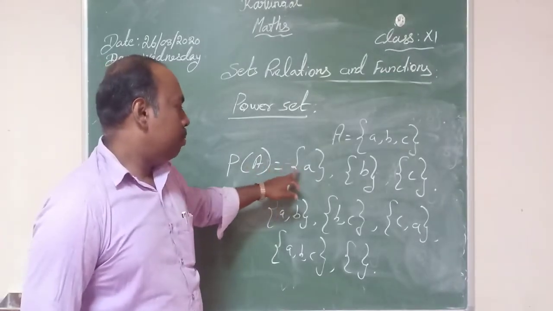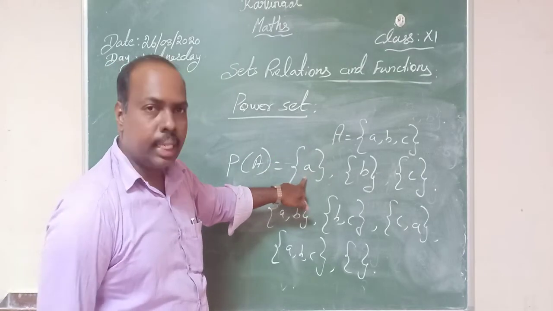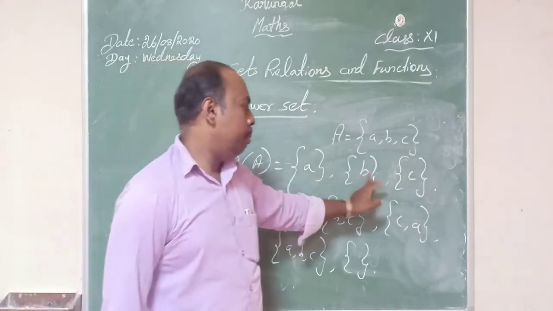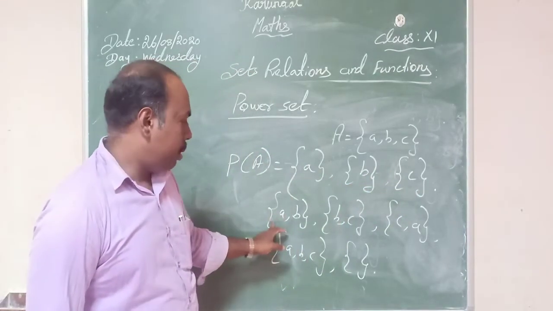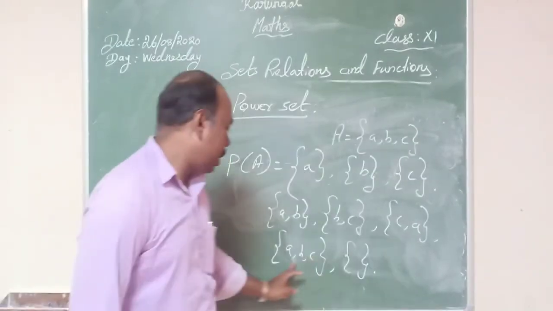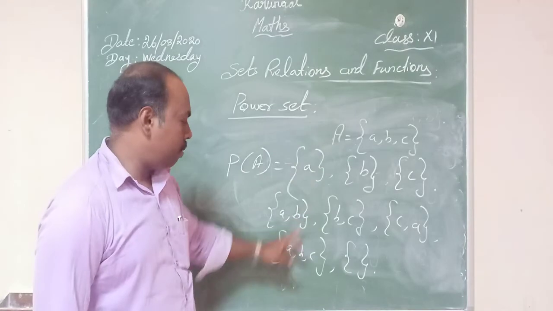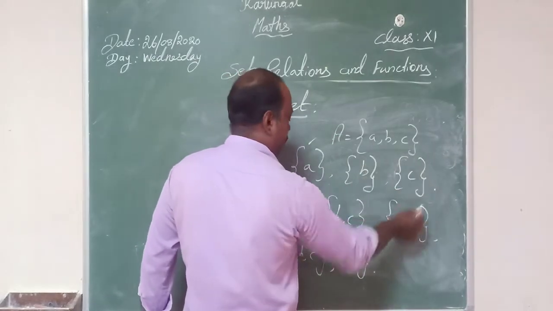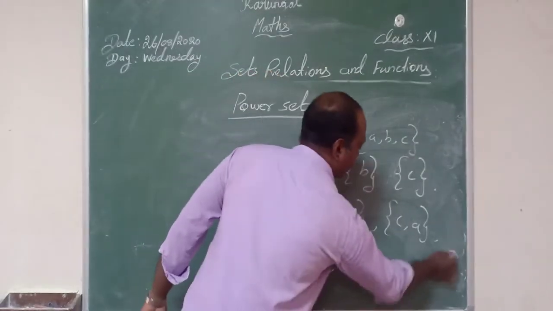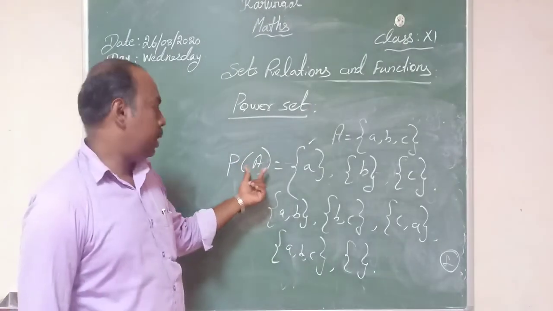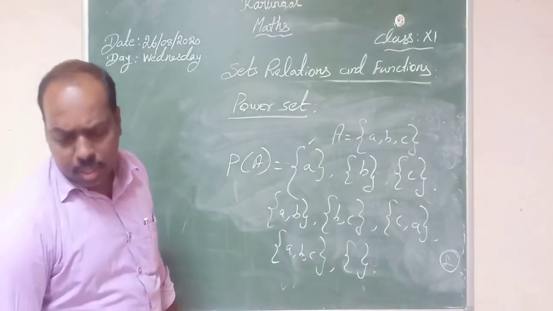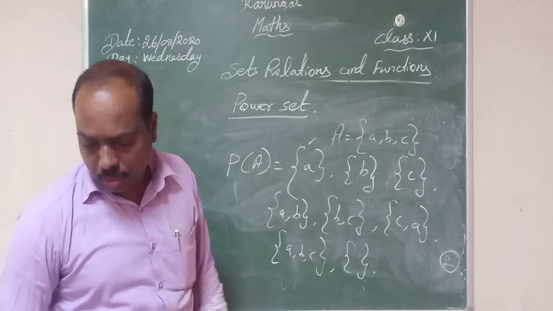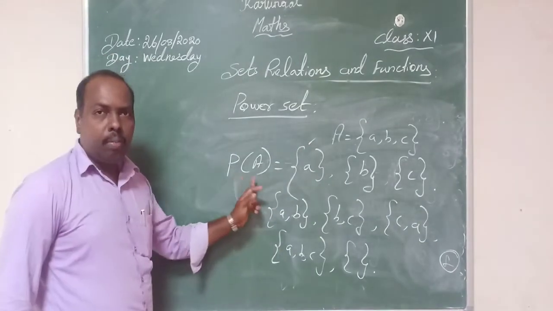So P of A equals, what are the ways we can write? Singleton sets, with only 1 element, so we call it a singleton set: A, B, C. Then two elements: A comma B, B comma C, C comma A. Then 3 elements together, the set itself, A comma B comma C, then the empty set. So how many subsets are there? 1, 2, 3, 4, 5, 6, 7, 8. So this we call the power set P of A. So what is the definition? If A is a set, then the set of all subsets of A is called the power set of A, and it is denoted by P of A.